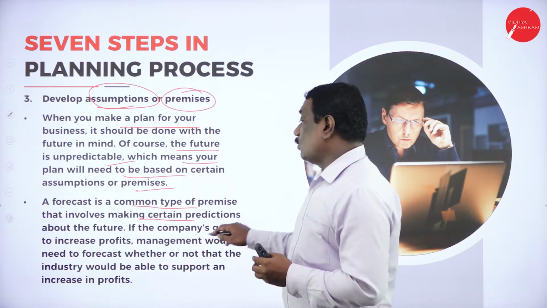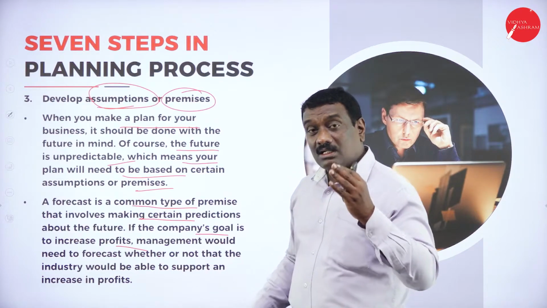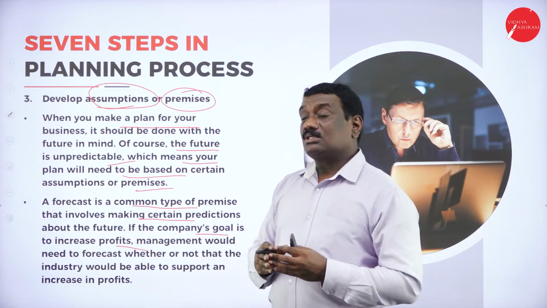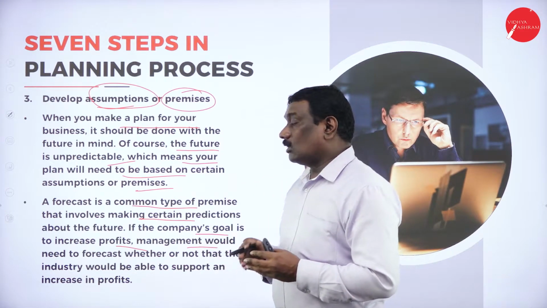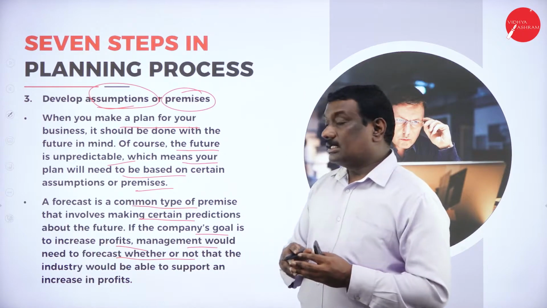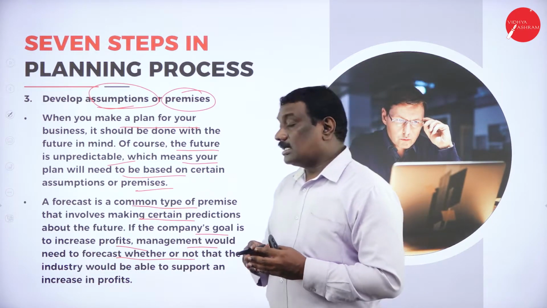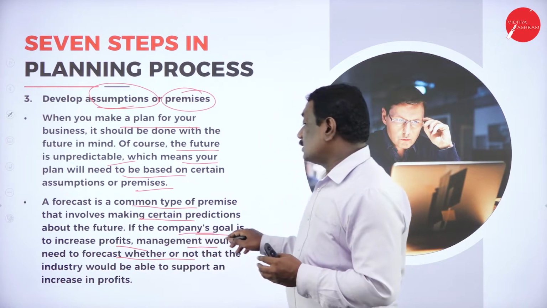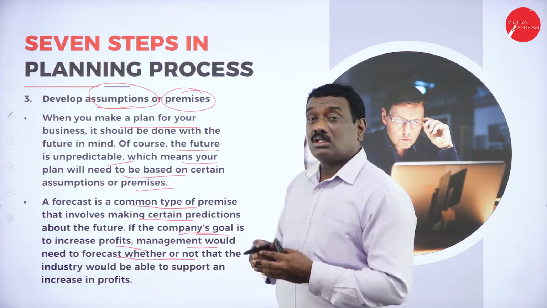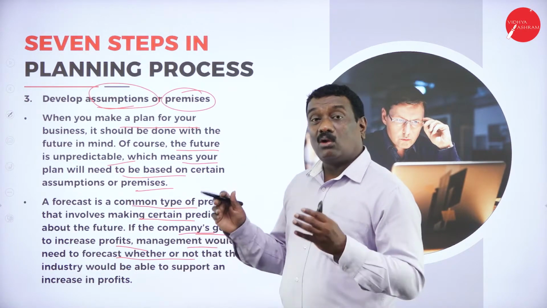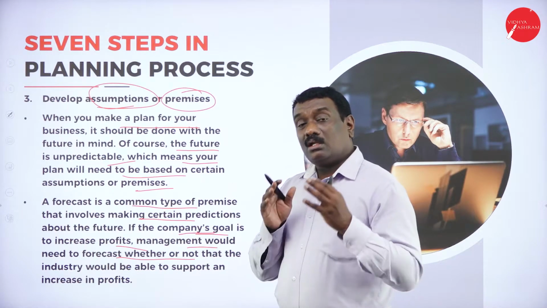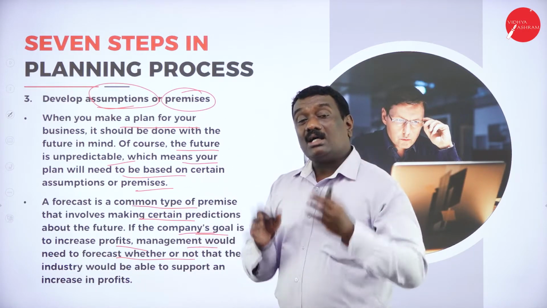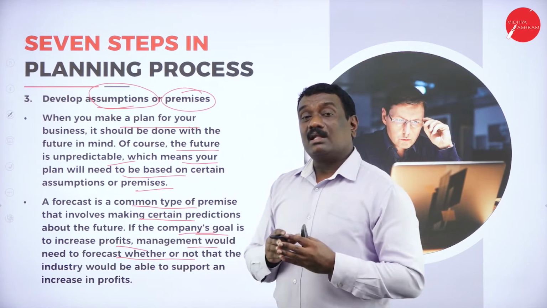So if a company's goal is to increase the profit, the main goal is to see that the company has to achieve some profits. Then the management would also need to forecast whether or not that industry would be able to support an increase in profit. So when the company has this particular assumption, that is the goal, in order to achieve more profit, then the management also needs to focus on how to achieve that particular profit, right?